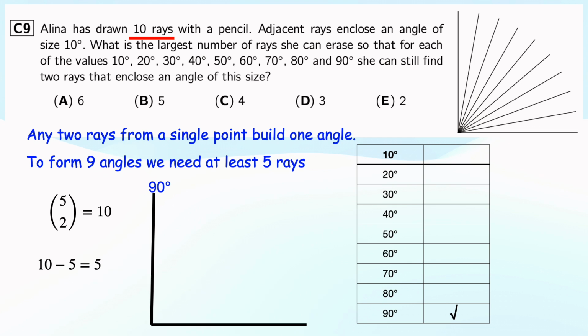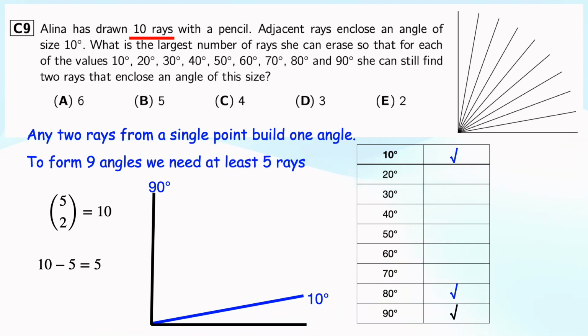Since 10 degrees is the smallest required angle, it's a good starting point, so we add a 10 degree ray. After we added the 10 degree ray, that will give us a 10 degree angle and an 80 degree angle, that's between 10 degrees and 90 degrees. So we got 10 degrees and 80 degrees.